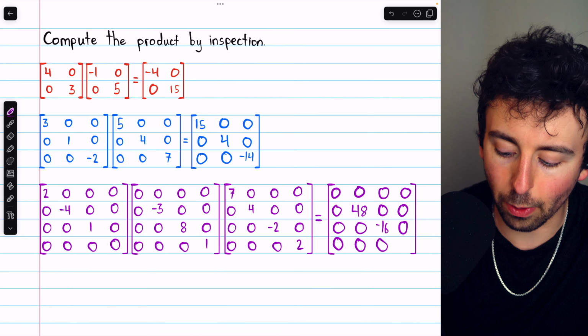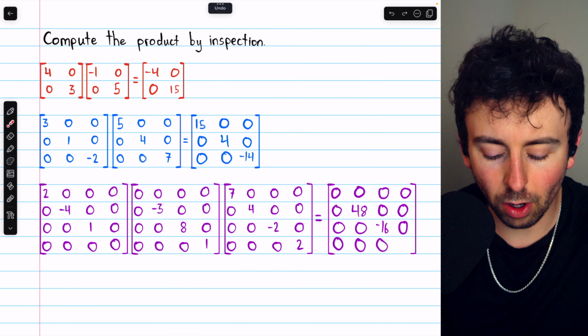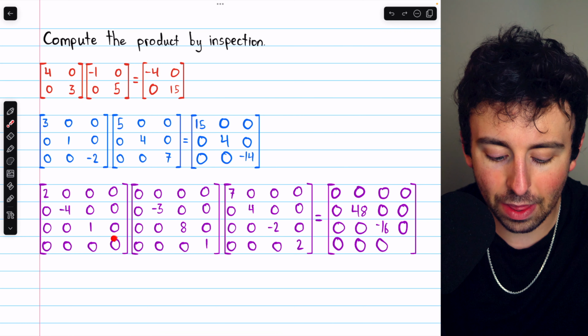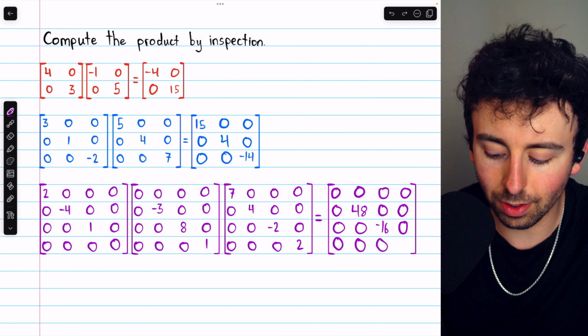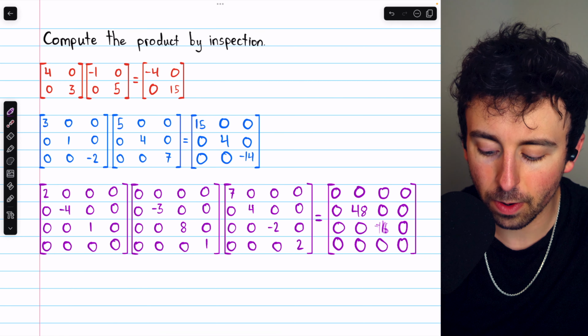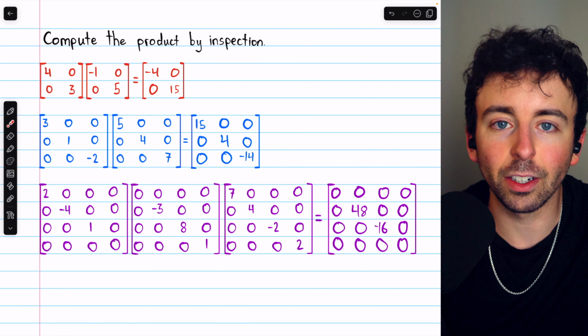Finally, we come to our last diagonal entry, so we'll multiply the diagonal entries together, and that's 0 times 1 times 2. So this last entry is just 0. And that's how easy it is to multiply diagonal matrices.